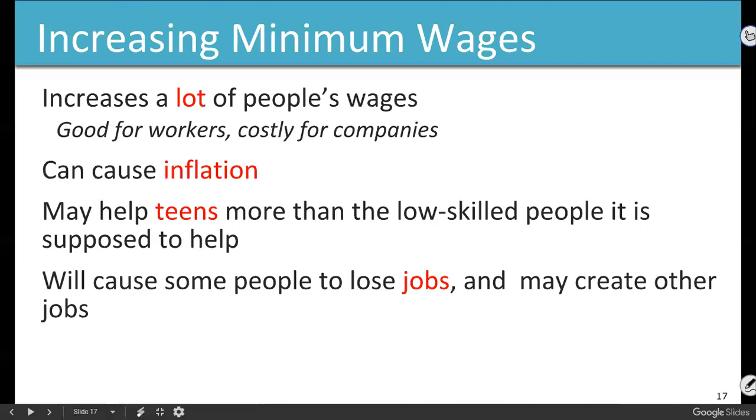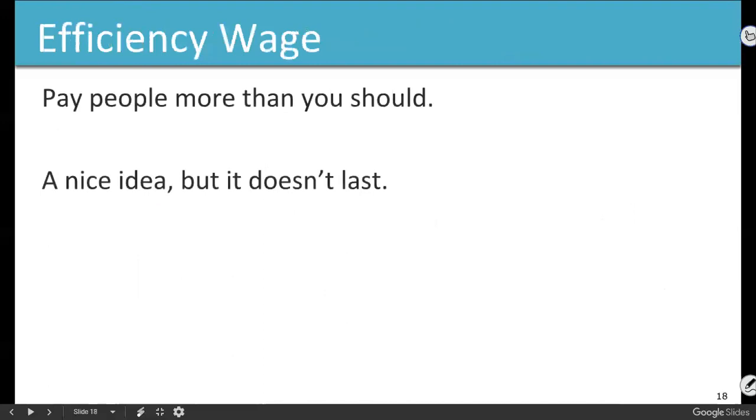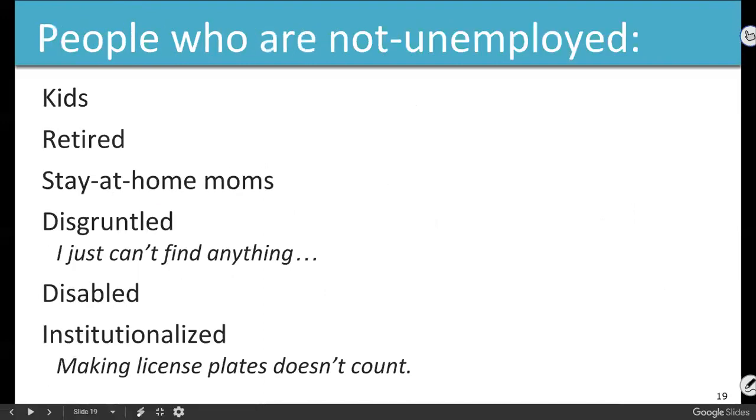So remember, we had the dude that was spending his money making house payments and that kind of stuff. He's buying less, while a teenager who kept a job is buying more Cheetos and video games, so there are jobs being created in those industries. The efficiency wage is paying people more than you have to. Nice idea, but less common.